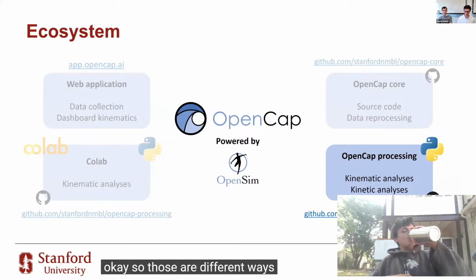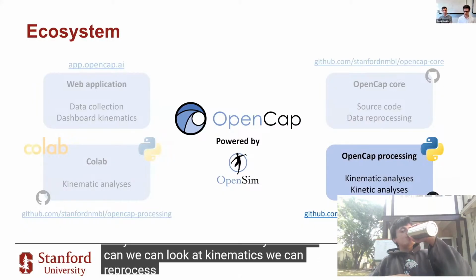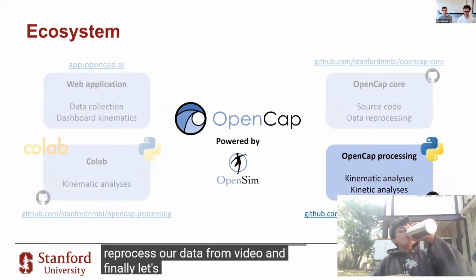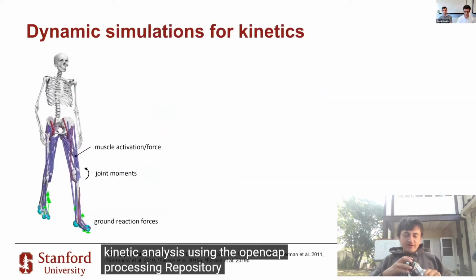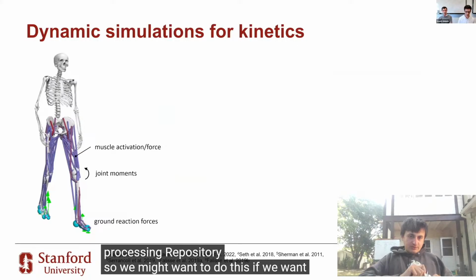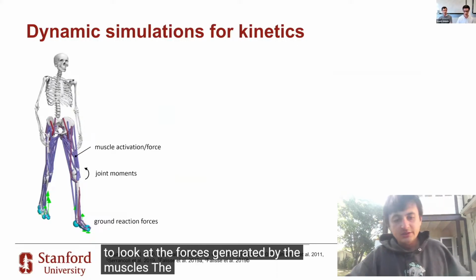Okay, so those are different ways that we can look at kinematics, and we can reprocess our data from video. Finally, let's look at how we could do a kinetic analysis using the OpenCap processing repository. We might want to do this if we want to look at the forces generated by the muscles, the joint moments, or the ground reaction forces.